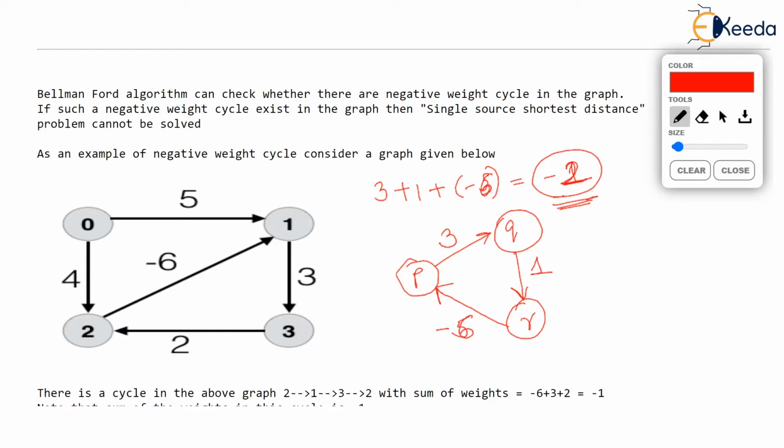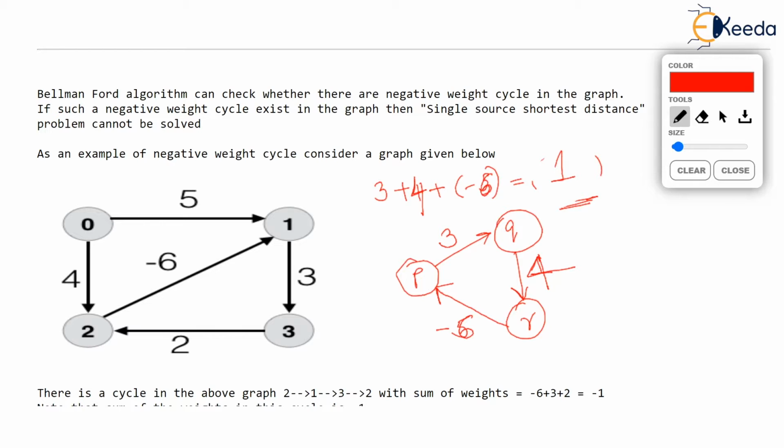Just imagine for some time that the weight from Q to R was 4. In that case, the addition of all the weights will be 3 plus 4 minus 6, which will come out to be positive 1. Now, such a cycle is not a negative weight cycle. I hope you understood the notion of negative weight cycle.